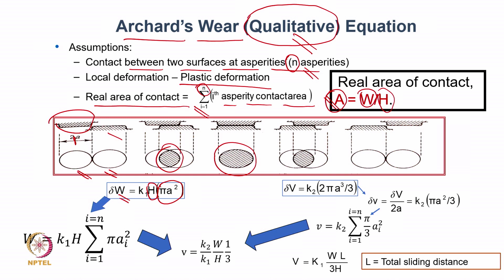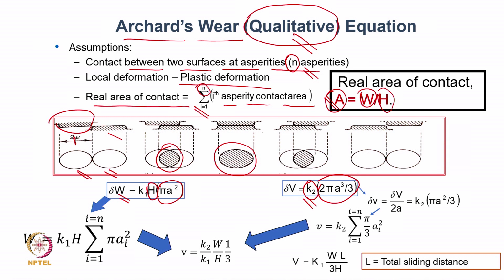Similarly, we can think about the wear that is going to happen, the loss of volume from the surfaces. Because the asperity is hemispherical, and assuming 100% of the asperity is damaged or transferred from one metal to the other, the volume can be given by 2 pi a cube by 3, and there is some probability or multiplication constant. In this case, it can be some percentage, it is not 100%.